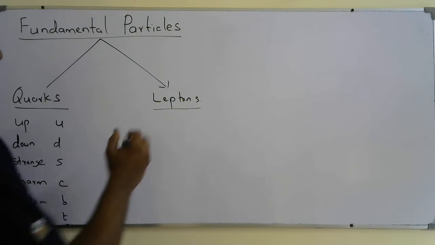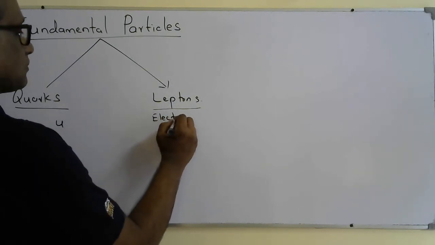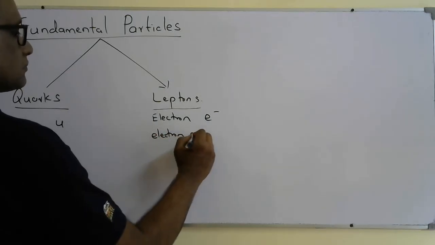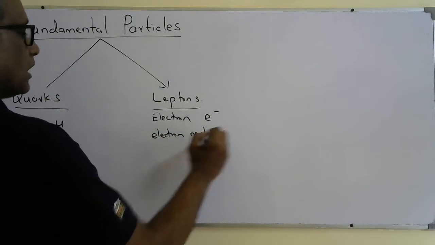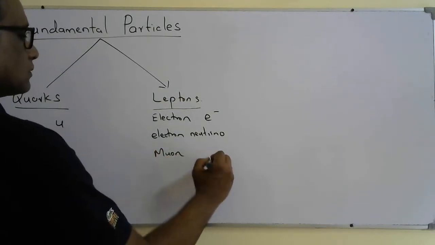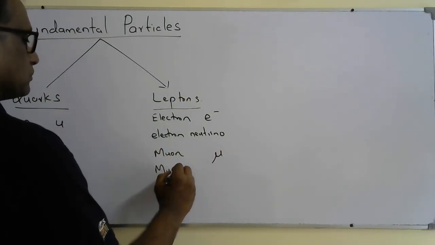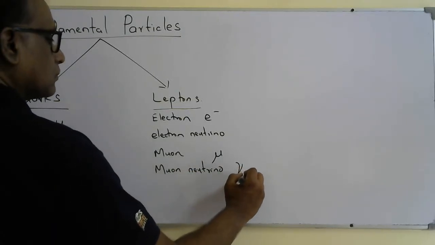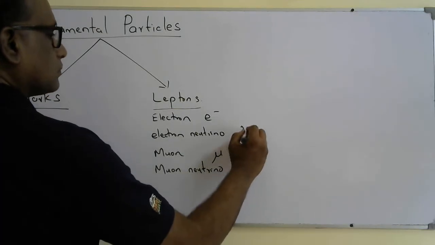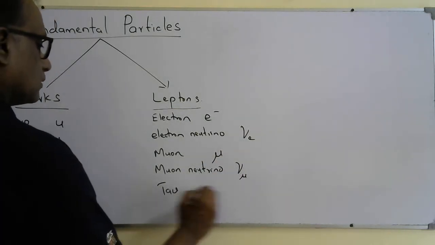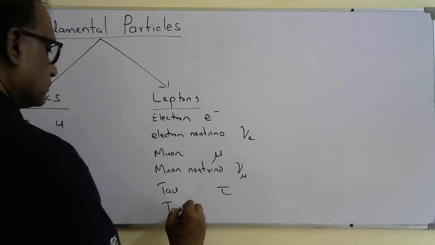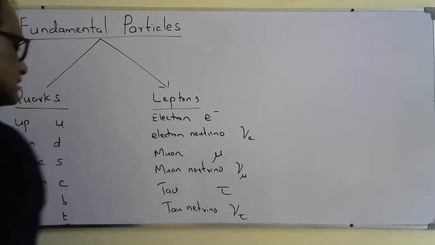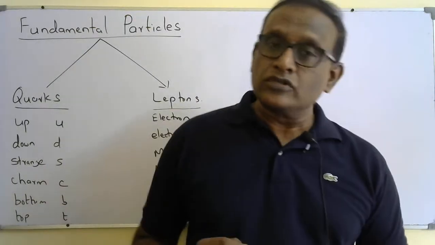What are they? Electron neutrino, muon neutrino, tau neutrino. These are the 6 different types of leptons they identified.